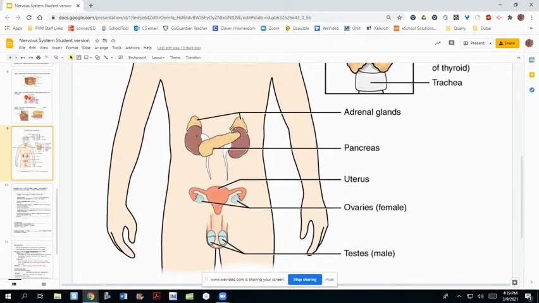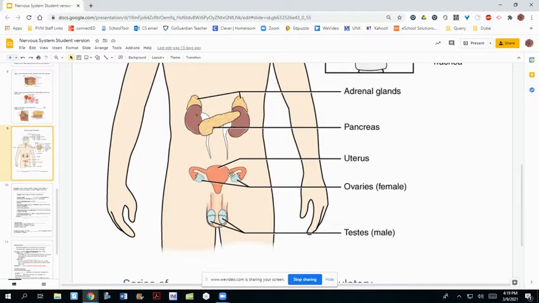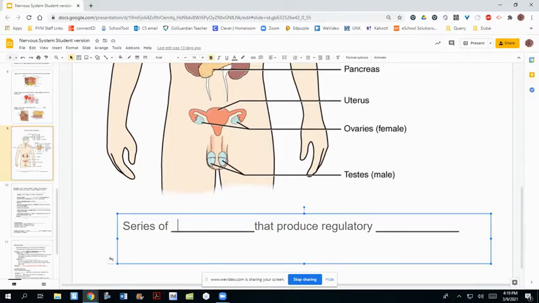Moving a little farther south, on the tops of the kidneys, you have the little caps that are the adrenal glands. In between the two, you have this Nike swoosh shaped pancreas. And then you have the reproductive structures of the uterus, the ovaries, and the testes, right? All of these are a series of glands. And so let's fill this in real quickly for my students. A series of glands.